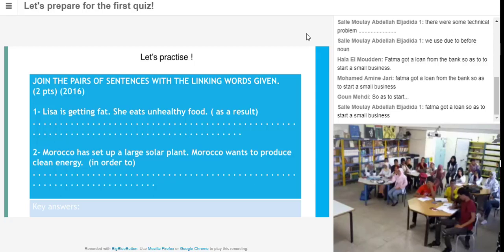Another exercise of linking words that was given in 2016. All right. Now these are the two sentences and these are the linking words they were given. Let's start with the first one. Lisa is getting fat. She eats unhealthy food. You are supposed to join the pairs of sentences using as a result, which is a linking word of effect. So the first thing you should start with is trying to identify which sentence is cause and which sentence is effect.